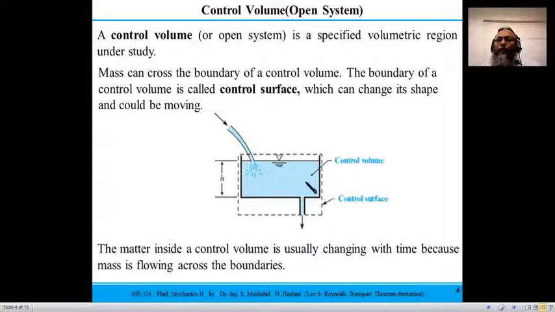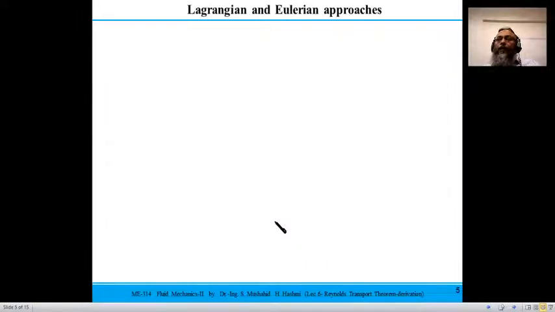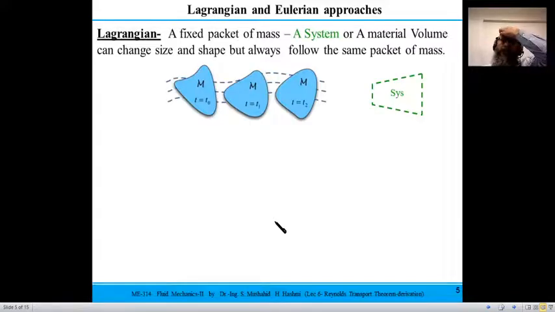As we know, the matter which is present inside the control volume is changing as time progresses, because every time new mass is coming in and some mass is leaving. So every time you will find different particles here in this control volume. We already have talked about Lagrangian description.